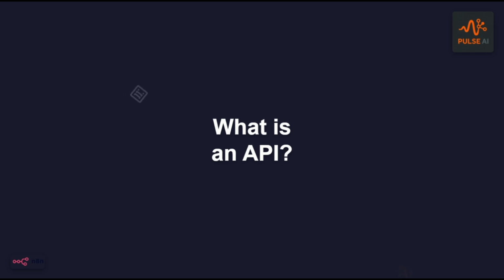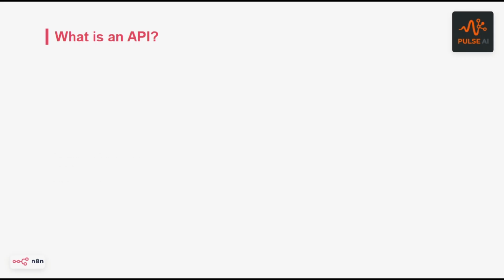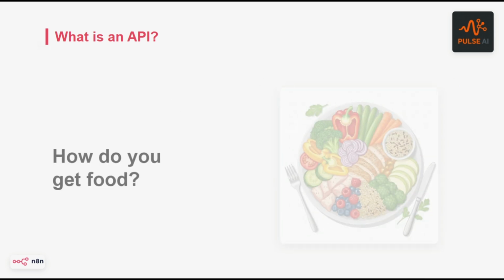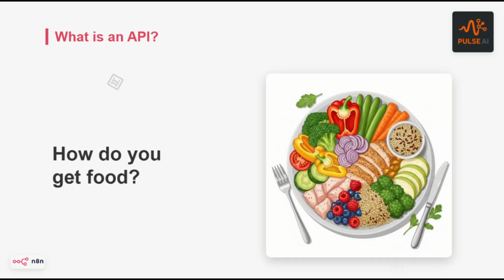So, first of all, what is an API? I'd like to start by explaining an analogy that is going to be very useful for understanding not only what an API is, but also the different parts and names associated with them. So imagine you're sitting at a restaurant and you sit at a table. How do you get food?